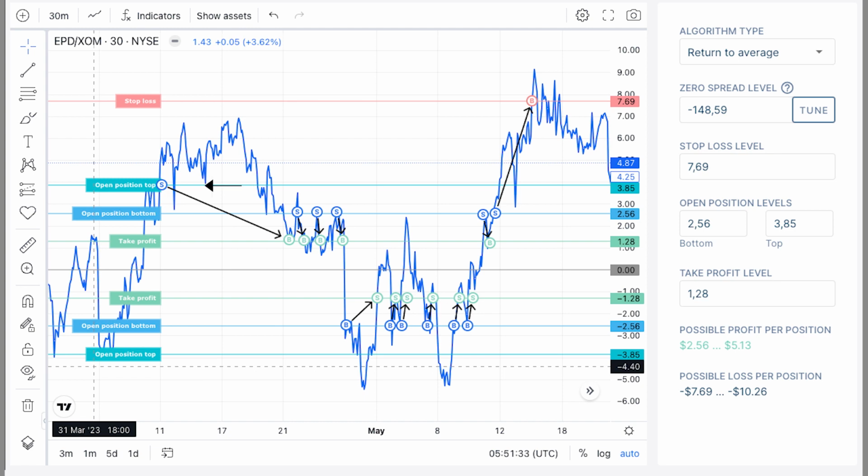Now you can see here at the open position top, the bot initiates a sell position, but the pair's price continues to head higher. Now fortunately, the trade didn't hit its stop loss, and finally the price starts heading lower as Exxon's price starts to outperform Enterprise's, and then it reaches its take profit level.